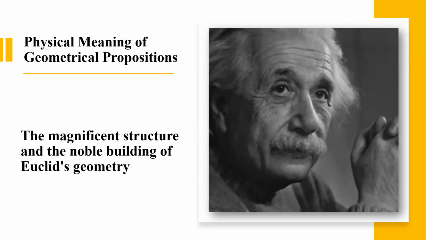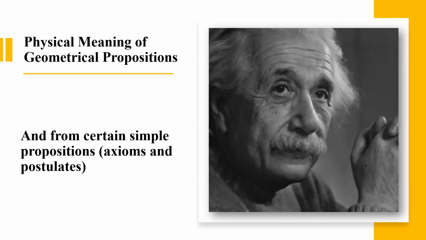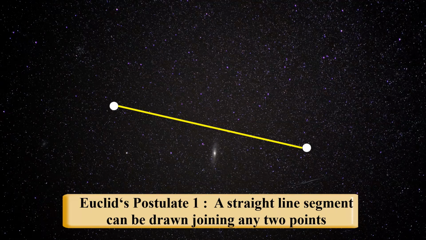In his very first sentence, he praises the magnificent structure and the noble building of Euclid's geometry. He states that geometry sets out from certain conceptions, such as point and straight line, and from certain simple propositions, that is, axioms and postulates. Examples would be this point in absolute space, and a straight line such as the one joining these 2 points or places together, which aligns with Euclid's postulate 1.